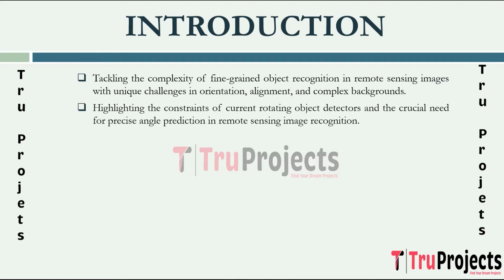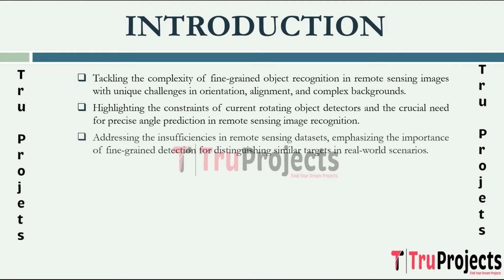The project discusses the limitations of the existing rotating object detectors, particularly the issues related to boundary discontinuity in predicting orientation accurately. The focus is on the importance of accurate angle prediction for successful detection of rotating targets in remote sensing images. The project acknowledges the deficiencies in the quantity and quality of existing remote sensing datasets compared to natural scene-centered datasets. Fine-grained object detection is highlighted as essential for distinguishing similar targets and ensuring better generalization in real-world scenarios.